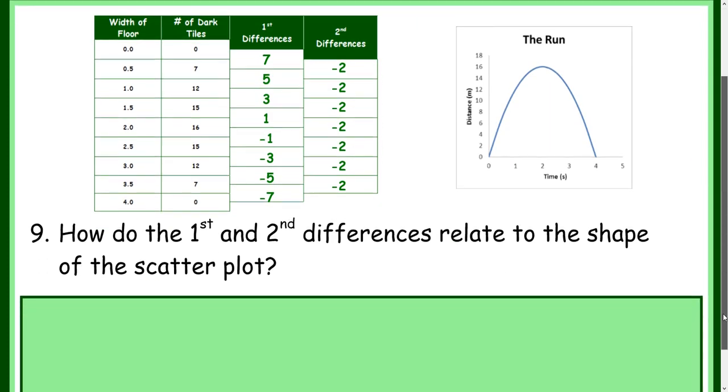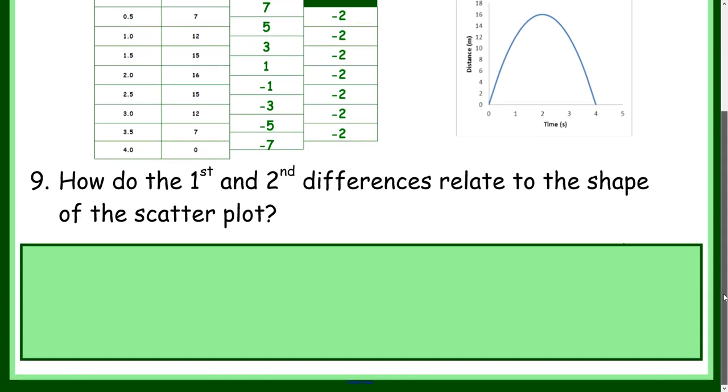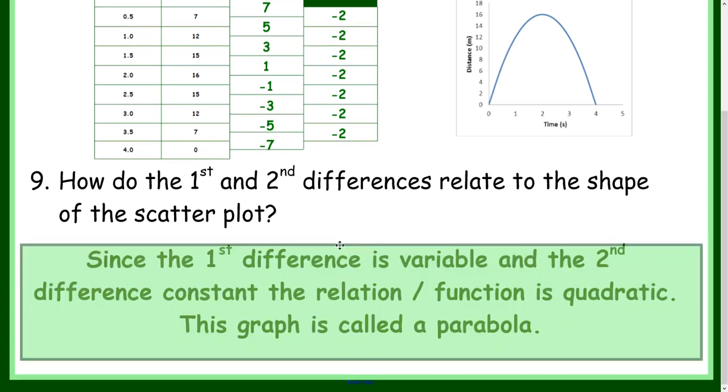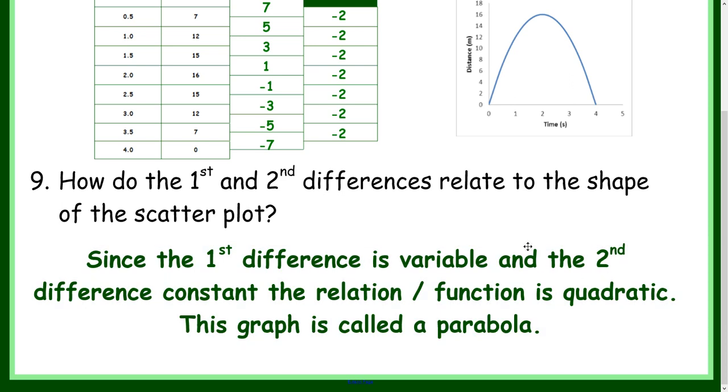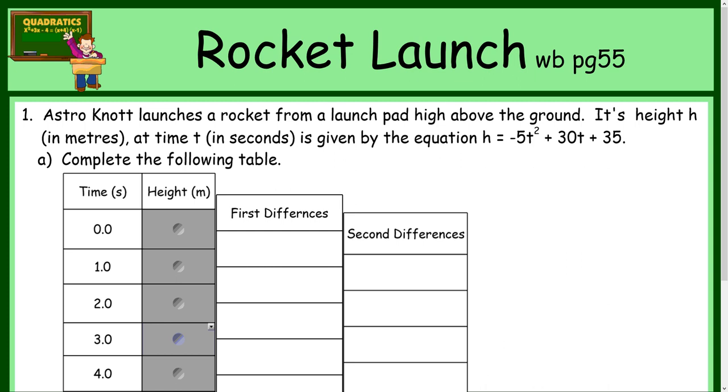Okay, and then how do the first and second differences relate to the shape of the scatter plot, or the graph in this case? Since the first differences vary, the second differences are constant, the function is quadratic, and therefore the graph is in the shape of a parabola. Okay, let's move on to this one.